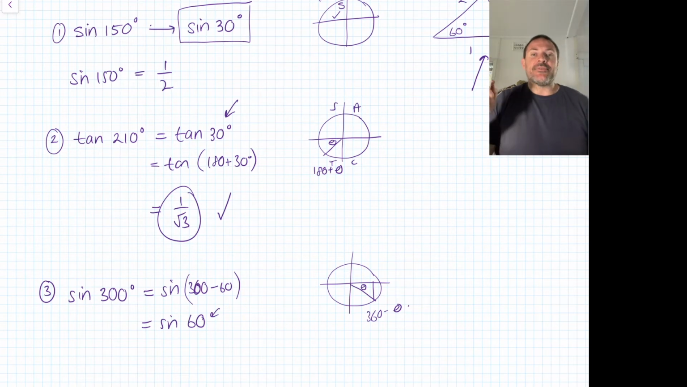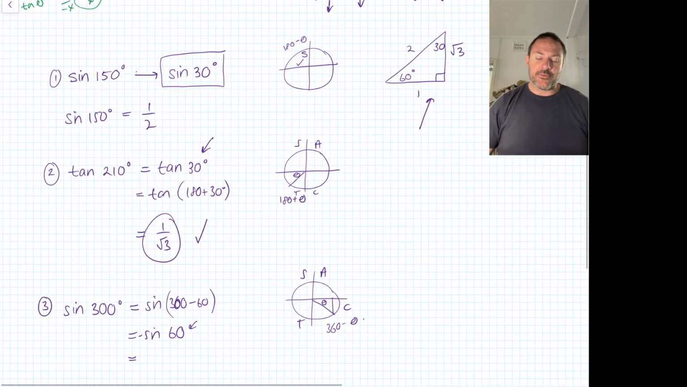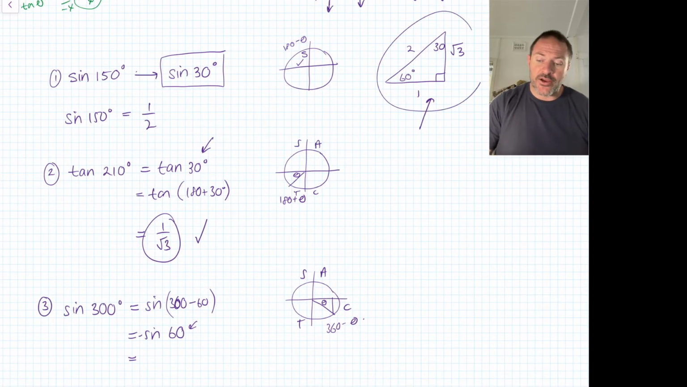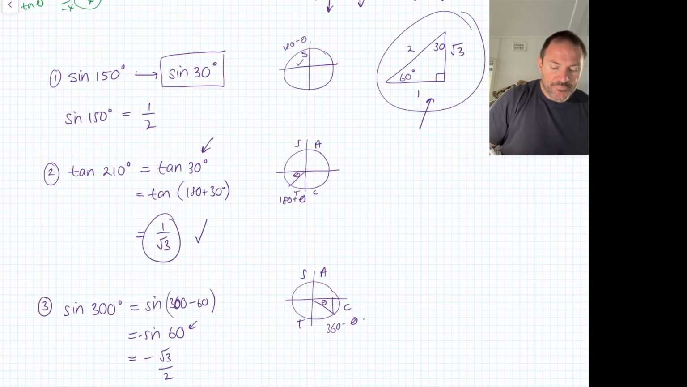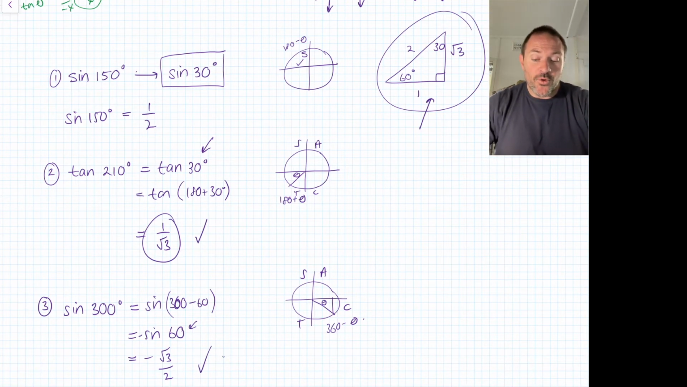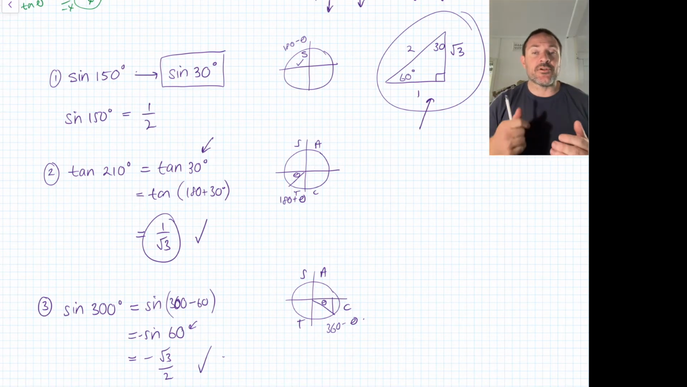However, is it positive or negative? Well, we looked at the calculator, we know it's negative, but of course, ASTC, in that fourth quadrant, only cosine is positive, which means sine is actually negative. Now, I go to my exact value triangle, and I look up here at the sine 60. Well, that's root 3 on 2, and I know it's a negative. Exact values, done.